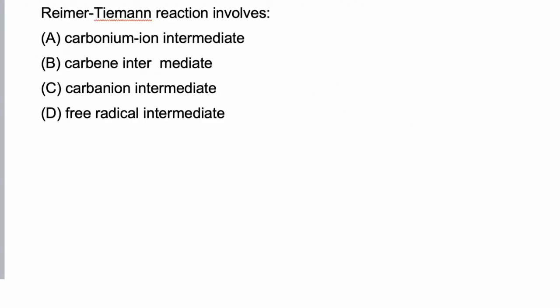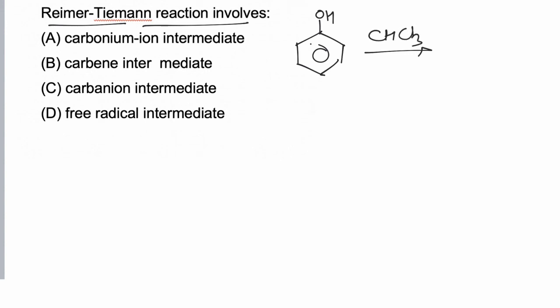In this reaction, we have to identify the product obtained after the Reimer-Tiemann reaction. So in the Reimer-Tiemann reaction, phenol is treated with chloroform and KOH, so that salicylaldehyde is formed as the final product.